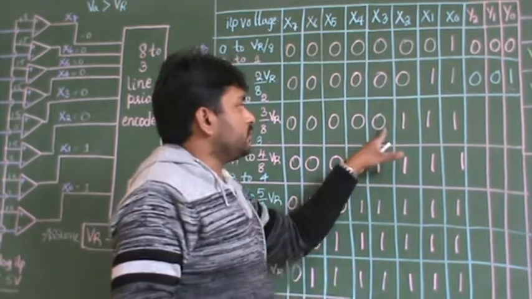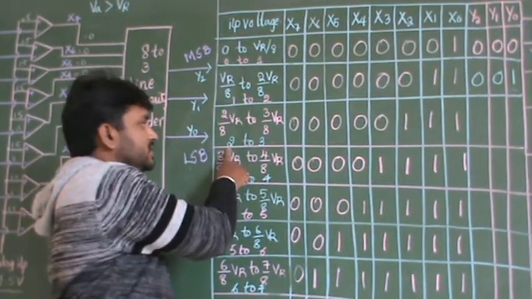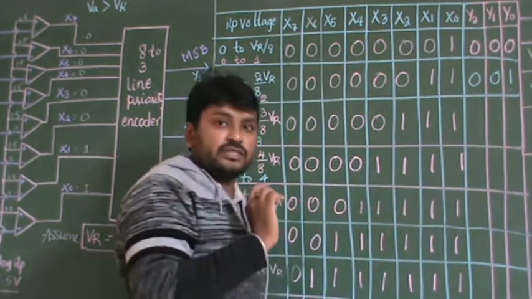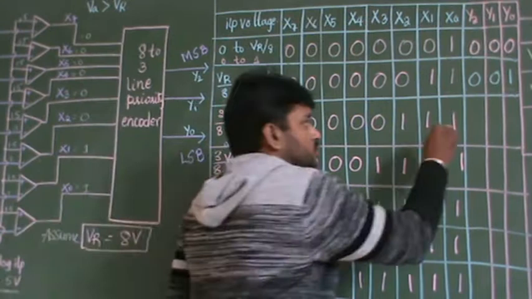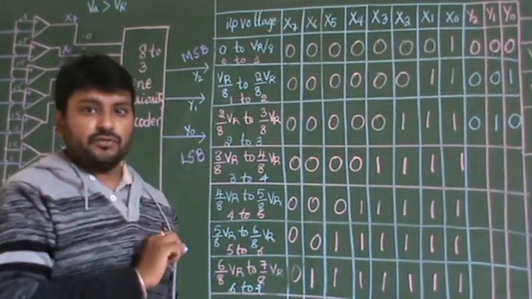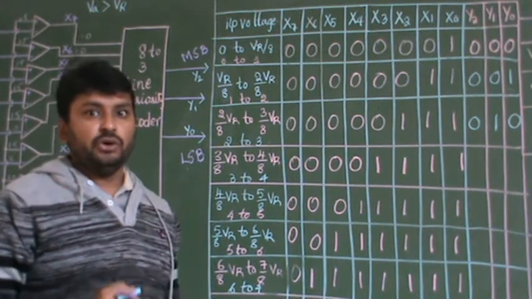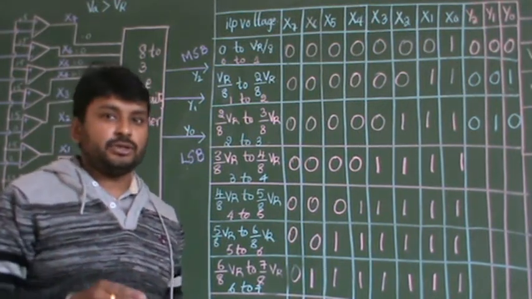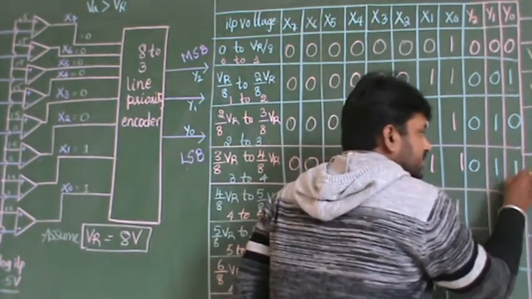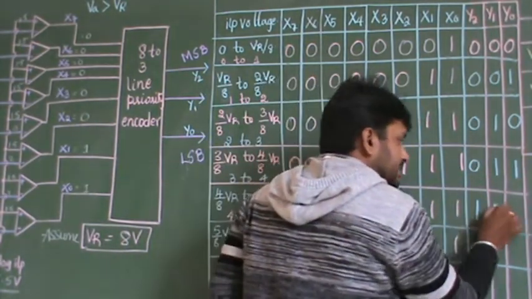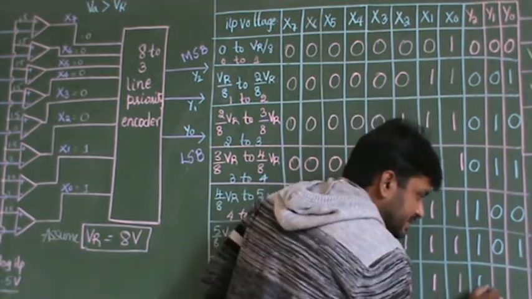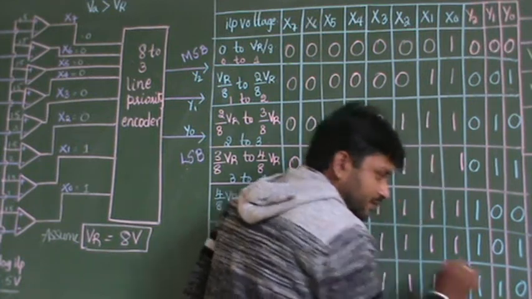Next, if your input voltage is between 2 to 3, then you will be getting it as 2. How to write 2 in the digital representation? 0, 1, 0. This is the representation for 2. I have already taught you how to convert a decimal number to a binary number. Next value will be 3. So this is the representation for 3. And this is the representation for 4. And 5. And 6. Finally 7.